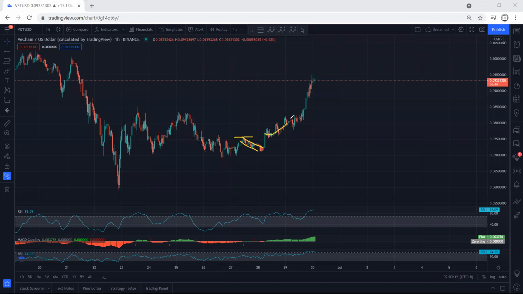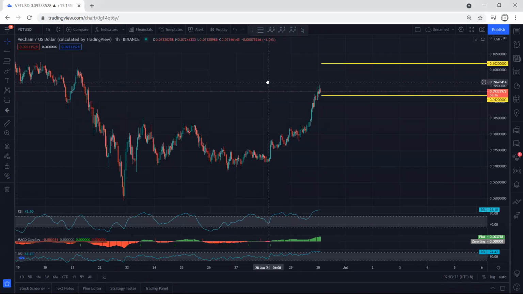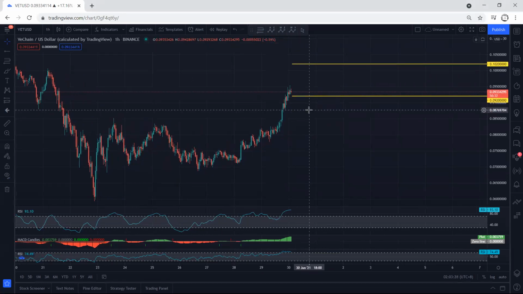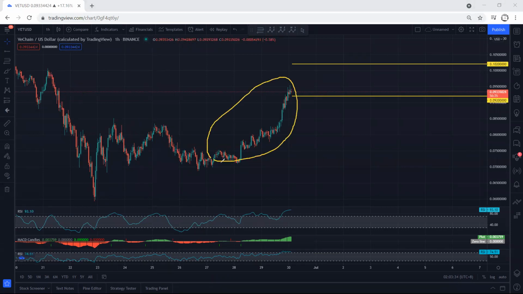Okay, and this is what we got, and we mentioned the targets. We put our fib here for 27 and 61%. All right, and if we put back the fibs, we can see the price almost took the 27%, which is 0.092.